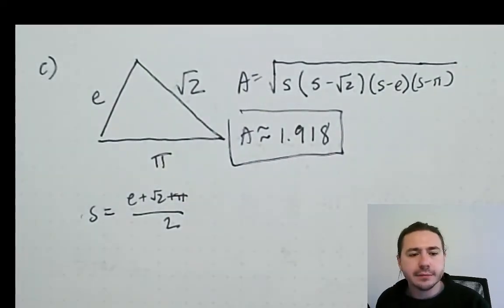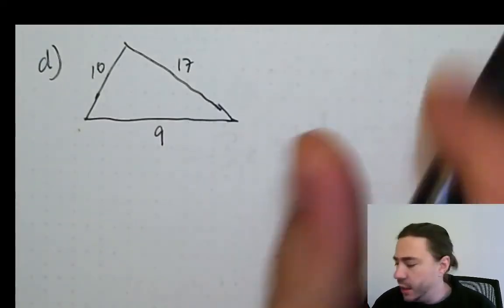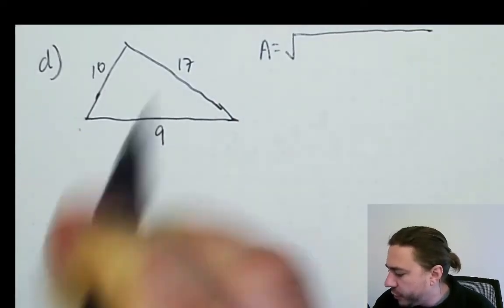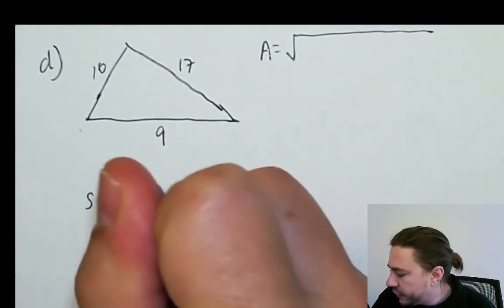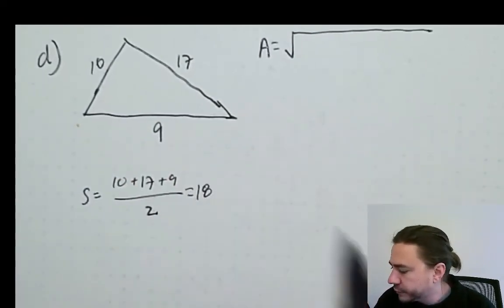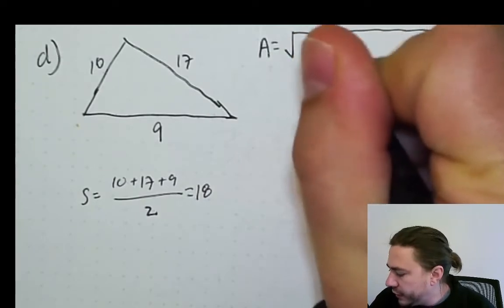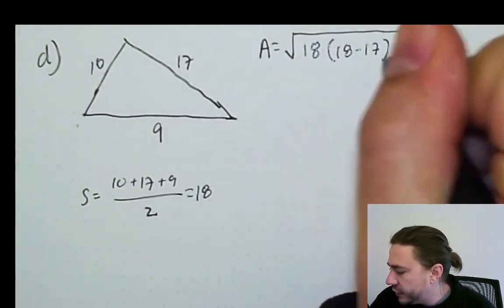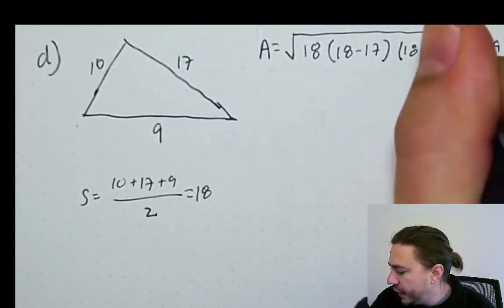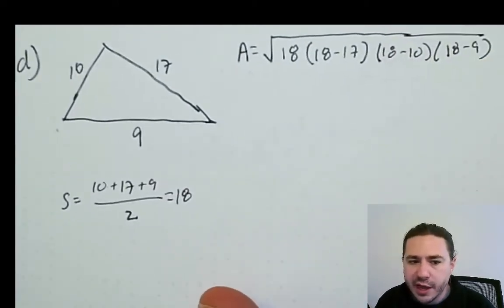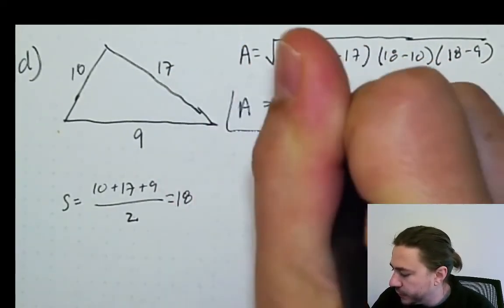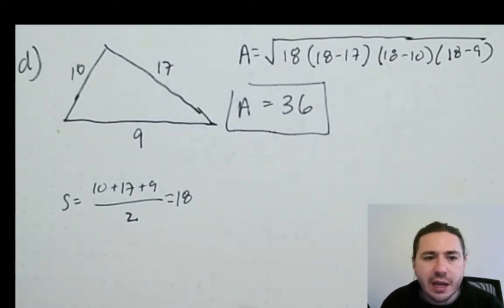Let's look at D. All right, so with D, what we're going to do is calculate the area once again using Heron's formula. We need to find the half perimeter, so that's going to be 10 plus 17 plus 9, all divided by 2, which is 18. So we get 18 times 18 minus 17 times 18 minus 10 times 18 minus 9. And we're going to put all that in the calculator, and oh wow, this one works out pretty nicely. It's exactly 36 square units. So that concludes problem number 3.